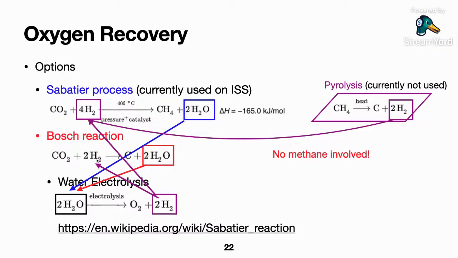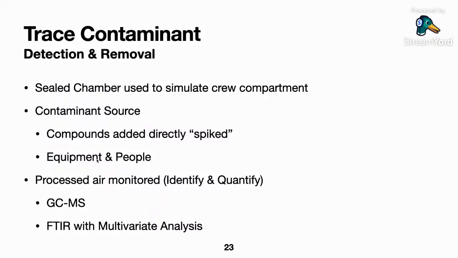Okay, that is it on this piece, I believe. Oh yeah, now we're talking about trace contaminant detection and removal. We had large chambers. These were originally for rocket propellant tanks. And someone had given them to us because they were excess. So we were able to take those and make a sealed chamber that we could open the door and put things in. And this would simulate a crew compartment, such as the space station or space shuttle or some other thing. And the contaminant source could either be compounds added directly, which is known as spiking, or we could put equipment and people inside the chamber and let them produce the contamination.